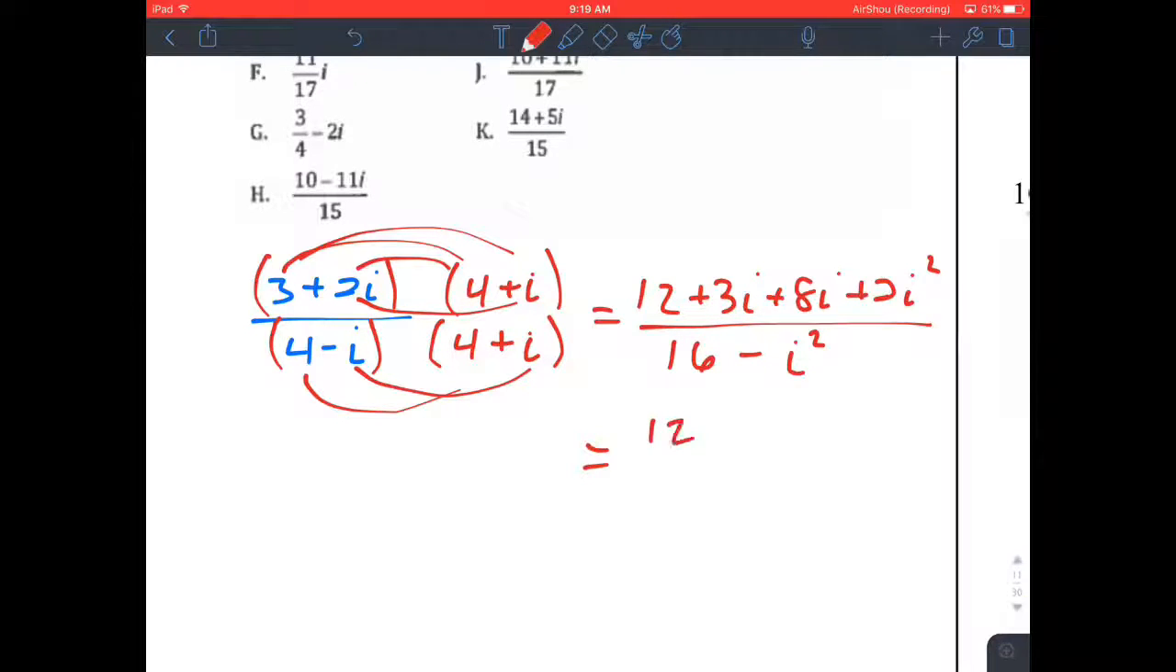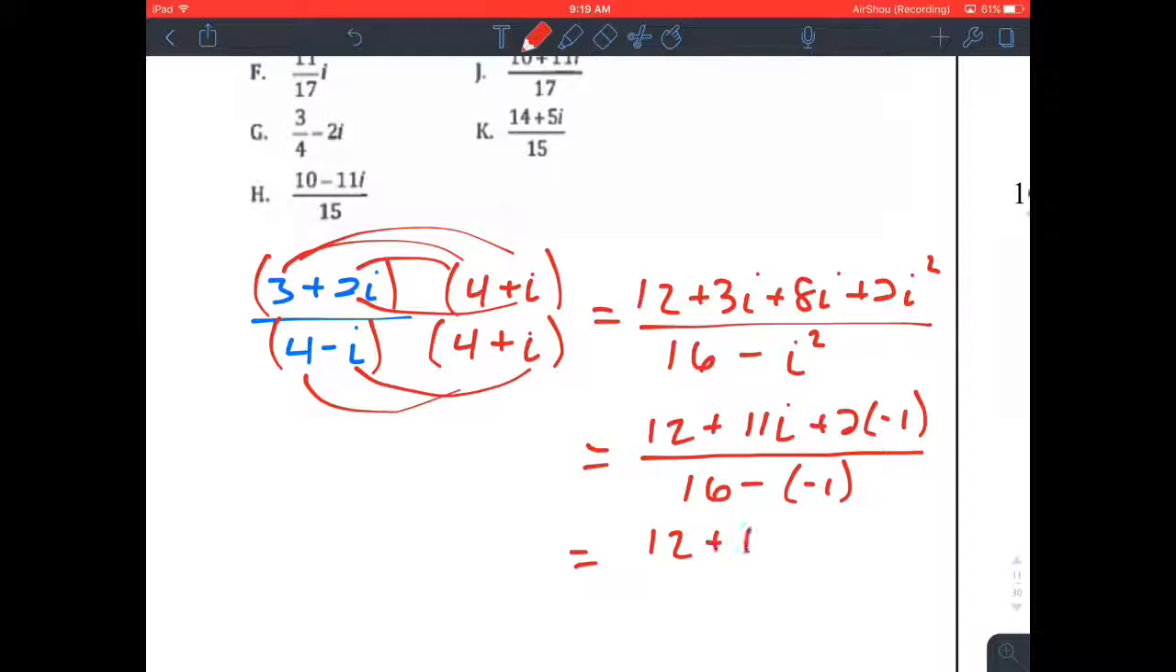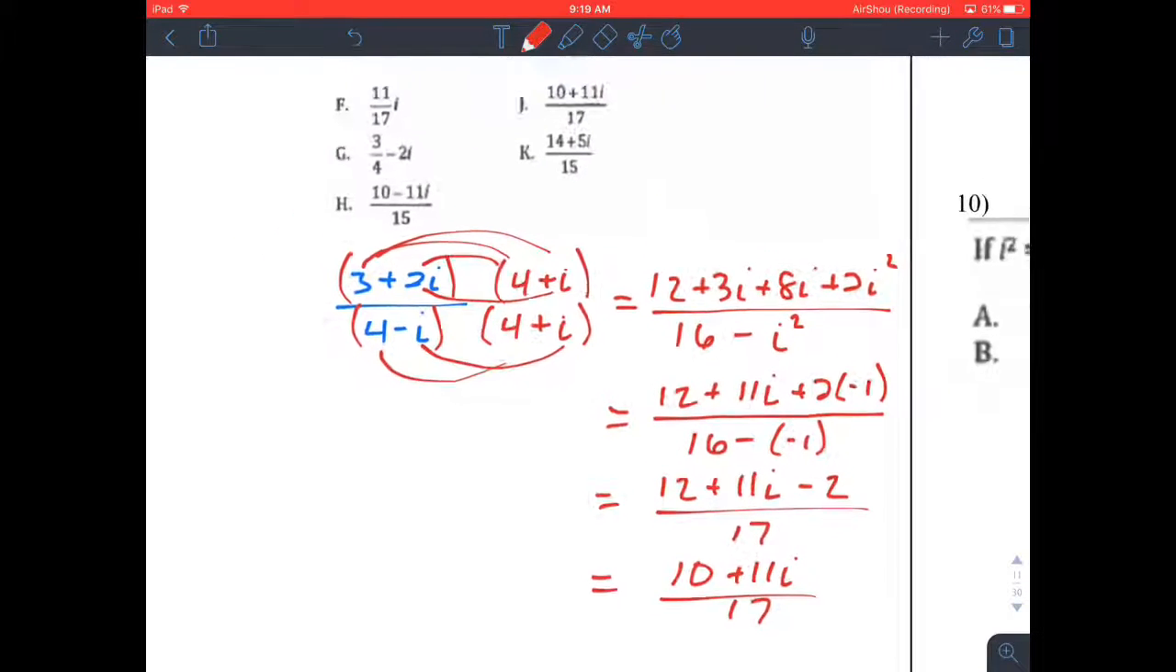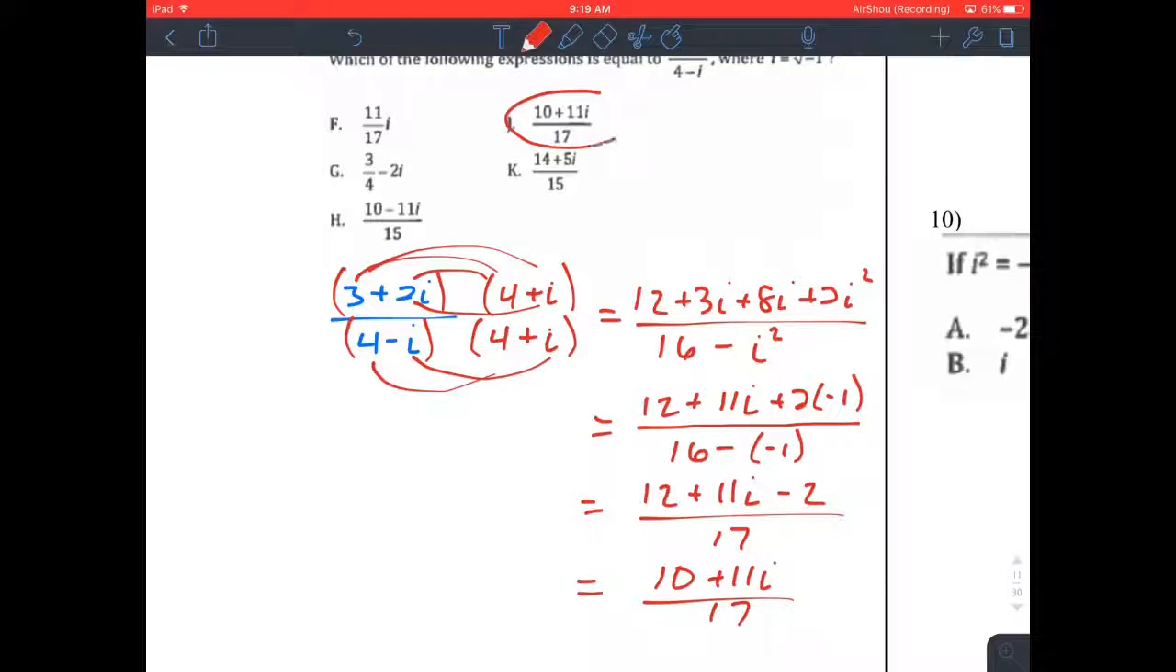Combine like terms, we have a 3i and an 8i in the numerator, so it's 11i. i squared is negative 1. Our denominator, i squared is negative 1. We simplify this a little bit more. 2 times negative 1 is a minus 2. 16 minus a negative 1 is like 16 plus 1. Combine the 12 and the minus 2 in the numerator. We get this bad boy, which is answer J.